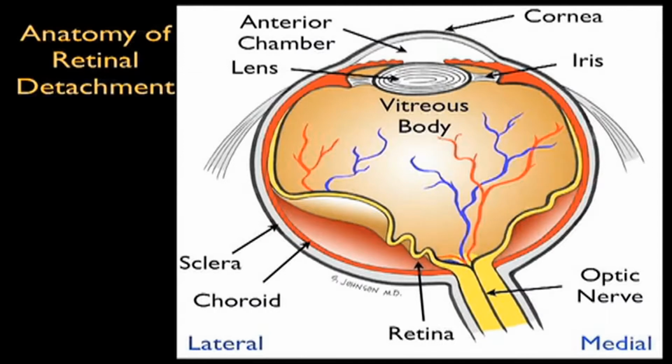Now we remember that the retina is a continuation of the optic nerve, thus the retina will always be attached there or tethered down to the optic nerve. The retina is also going to be attached or tethered down anterior and laterally at the ora serrata. And this is important as we start to look at ultrasounds of retinal detachment.